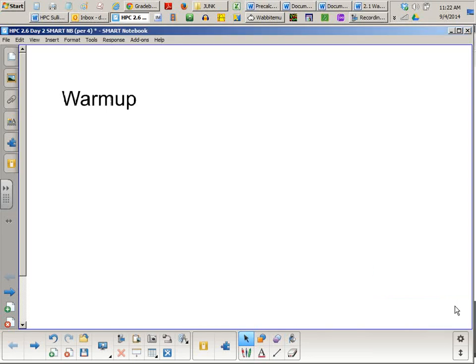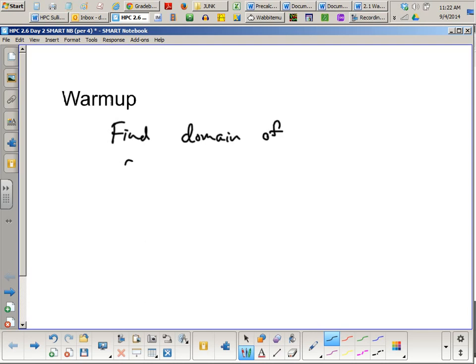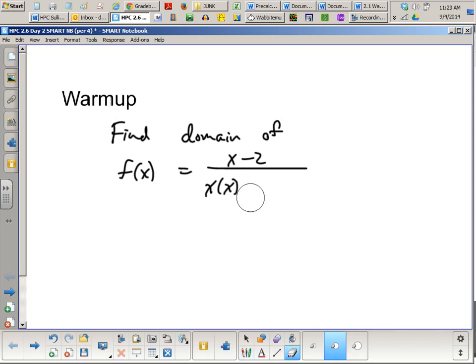All right, so the warm-up was to find the domain of the function. It has an x minus 2 on top, an x and an x minus 2 on the bottom, and a radical term. So you probably wrote down some facts.